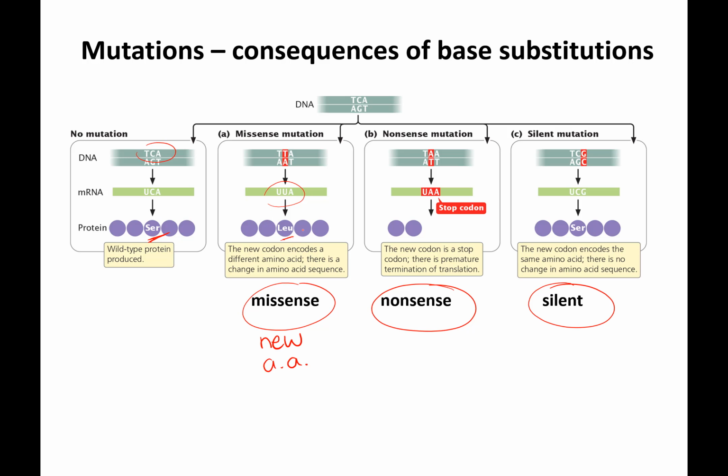And now you get leucine. So you've changed the amino acid. That's called a missense. You can also get a change where you add in a stop codon, and that's called a nonsense. So it was an amino acid, now you've terminated translation. That's a nonsense mutation. Or, like we talked about, due to the redundancy in the genetic code, you might have a base substitution, but you end up with the same amino acid. And that type of mutation is called silent.